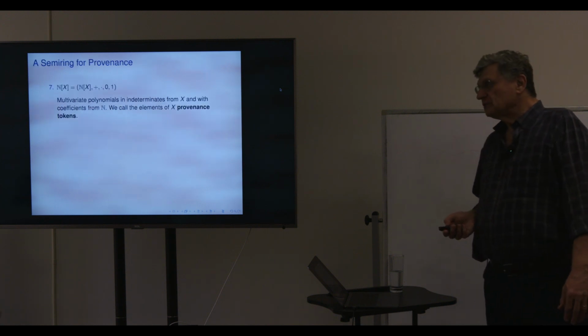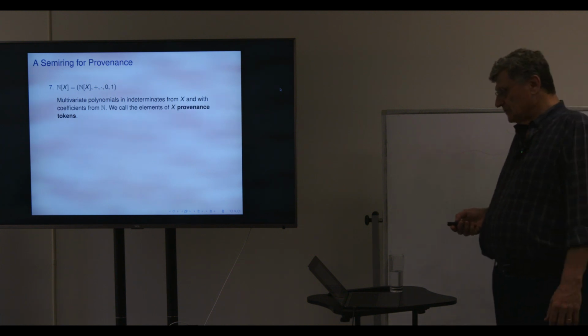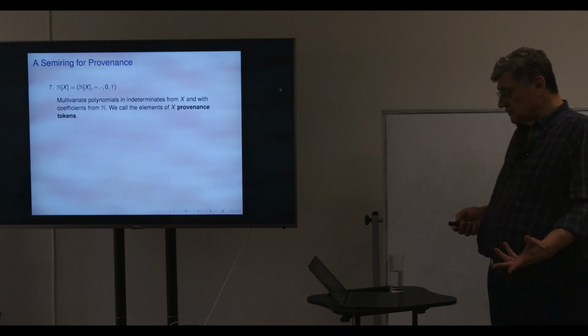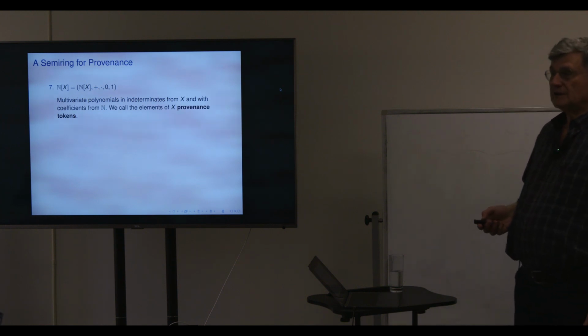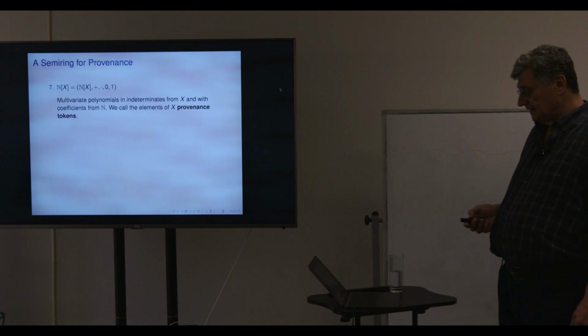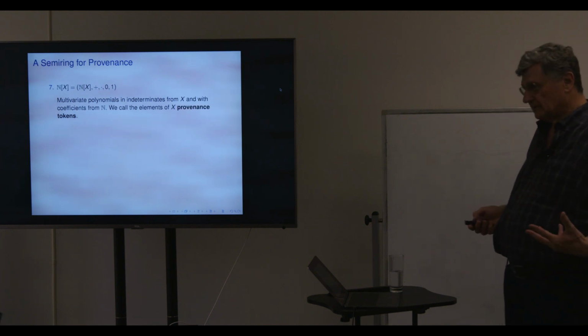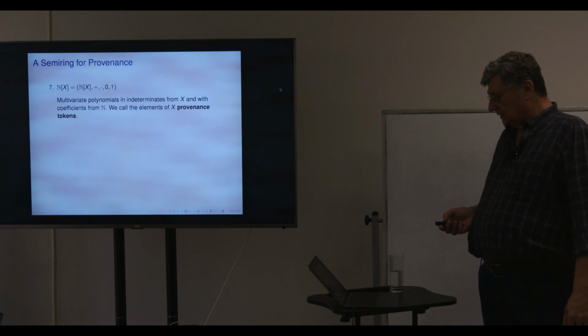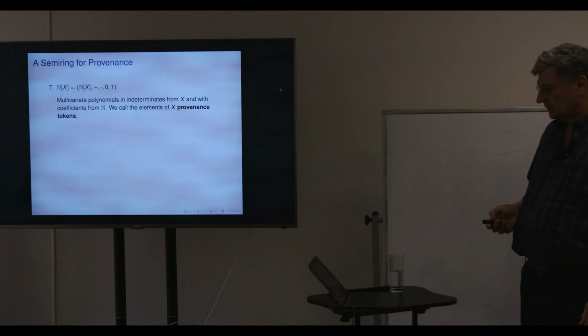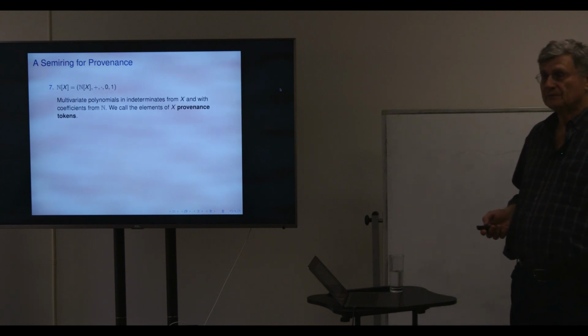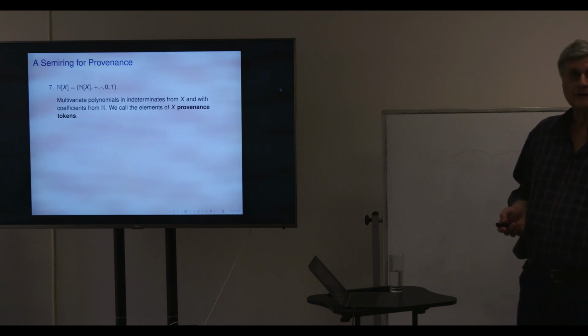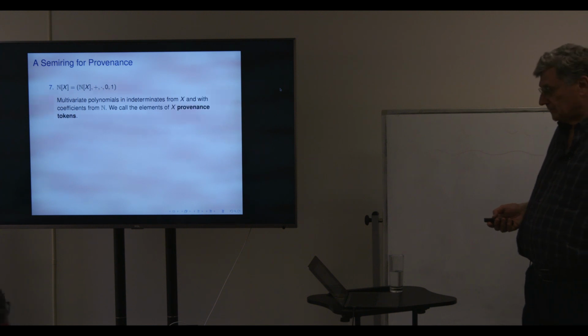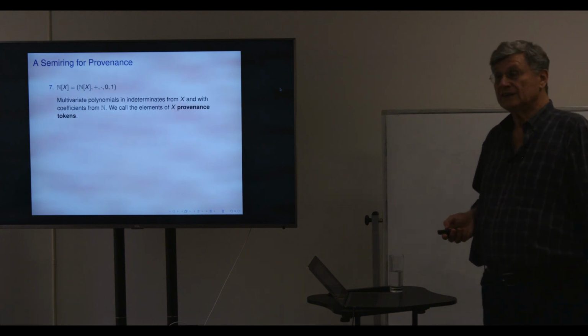But for the purposes of provenance, the most important example of semiring is that of polynomials, because it turns out that, of course, this is the free commutative semiring generated by the set X of indeterminates. And these we're going to call provenance tokens, the elements of X, and the polynomials have also acquired the name provenance polynomials. So when people talk about provenance polynomials in certain circles, very certain circles, they mean these polynomials. Notice that the coefficients are not integers but natural numbers.